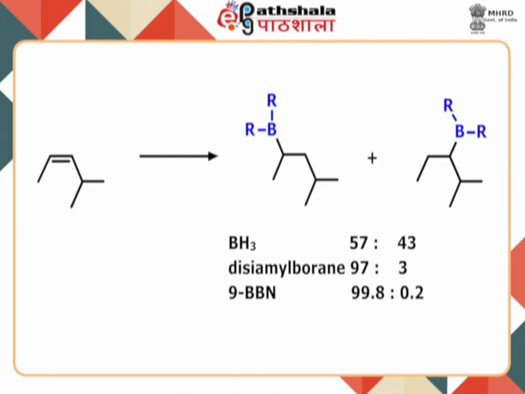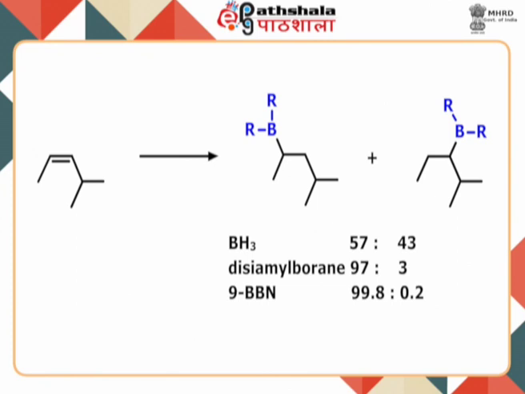So, in this case of 2-methyl pent-2-ene, when it is reacted with various boron reagents, you can see that as we move from BH3, which is sterically less hindered, to di-isoamyl borane, which is sterically more hindered, and 9-BBN, which is an even bigger molecule, the percentage of the two products shifts exclusively to the left one, where the addition is in an anti-Markovnikov manner.